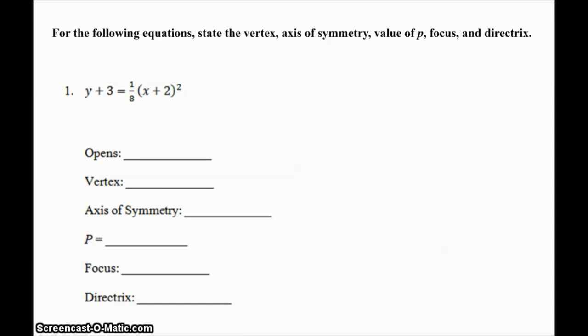Here's problem number 1. First off, take a look at this equation. It starts with a y, therefore this parabola will either need to open up or it'll need to open down. Okay, that's because y deals with the up and down direction. So when we look at how it opens, we're going to take a look at the number in front of the parentheses. We're always going to do this. This is a positive 1/8, therefore it opens up.